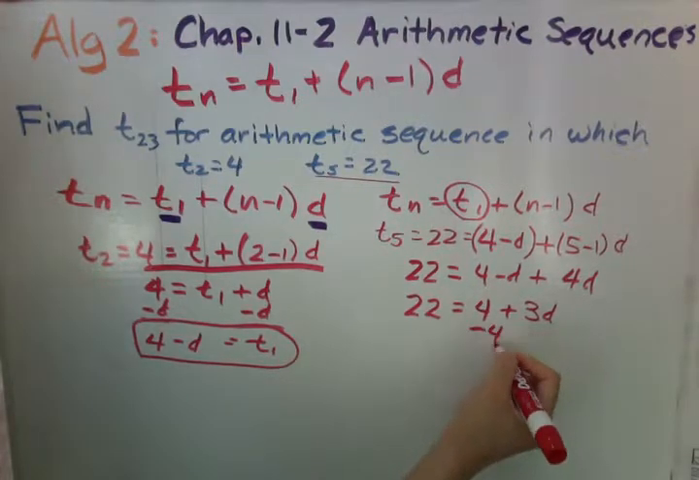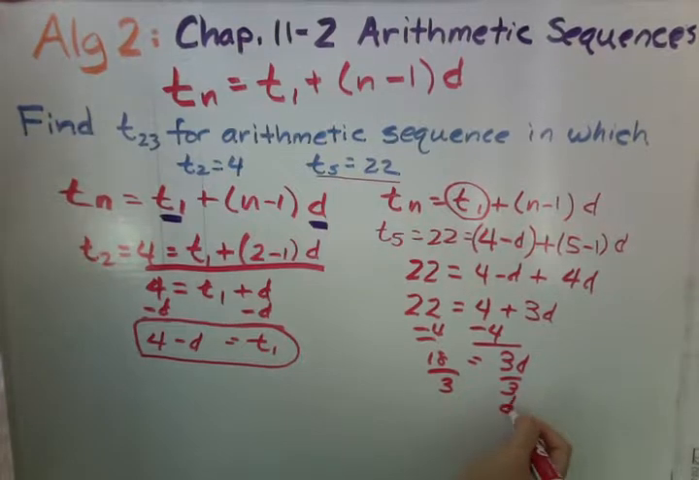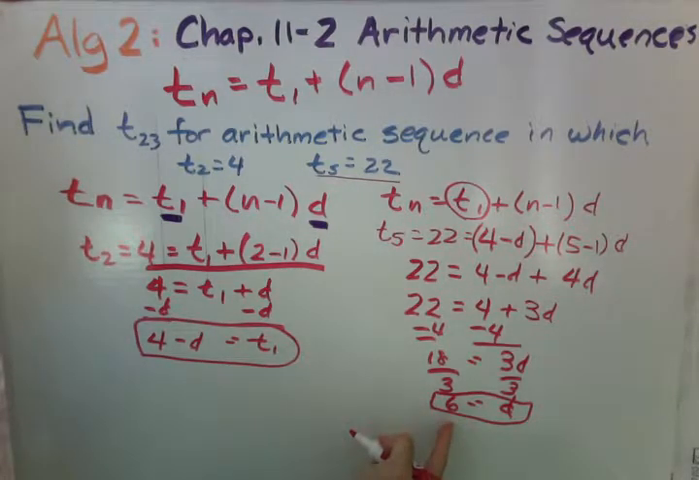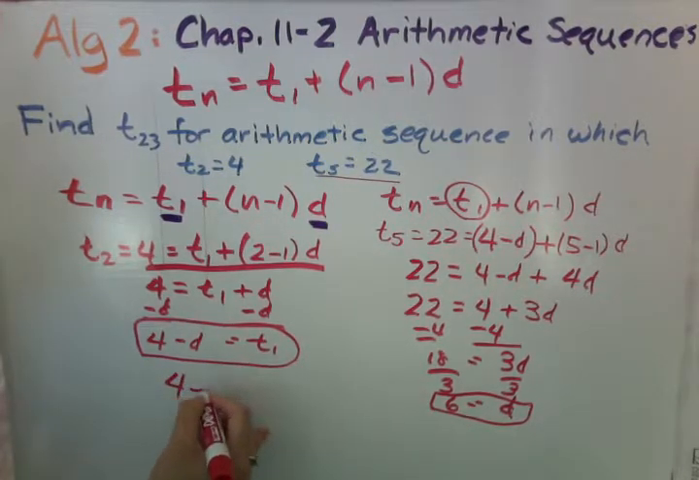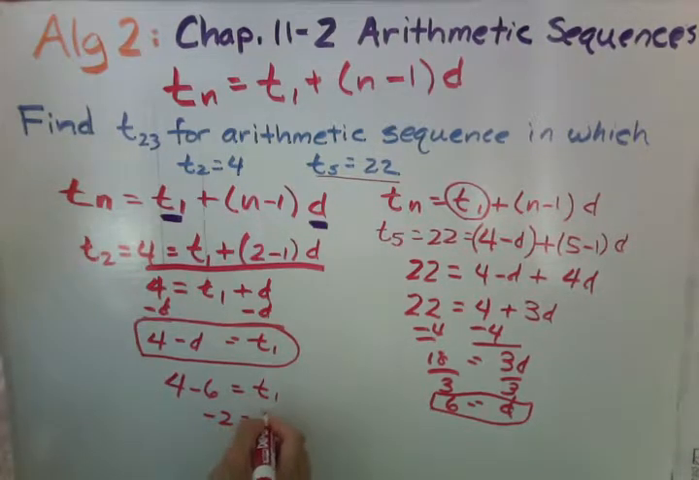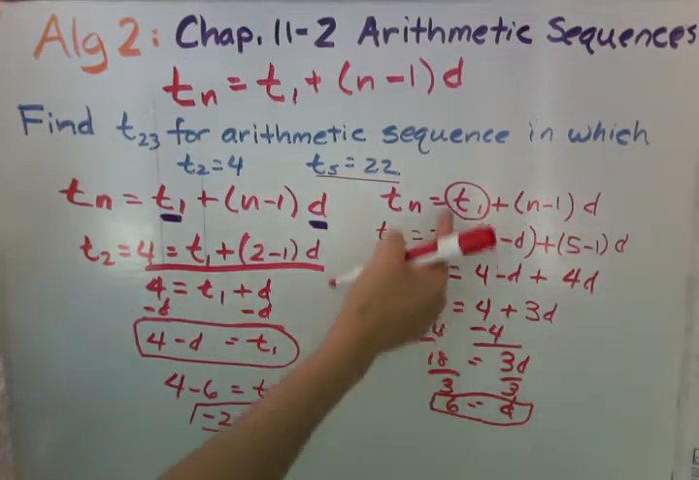Our goal is to find D. We're almost there. Subtract 4 from both sides. We have 3D equals 18. Divide both sides by 3. And we get D equals 6. Now that we have D, we can find T1. Because D is now 6, we can find T1, which is negative 2. So now we have T1 is negative 2, and our D is 6.